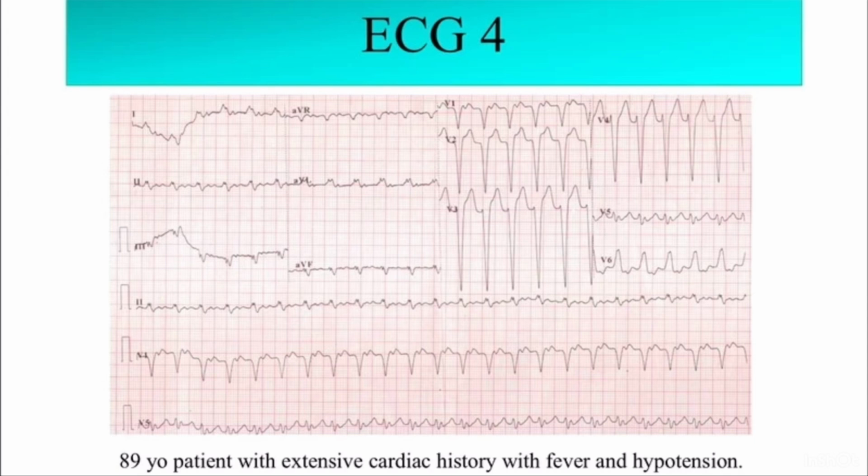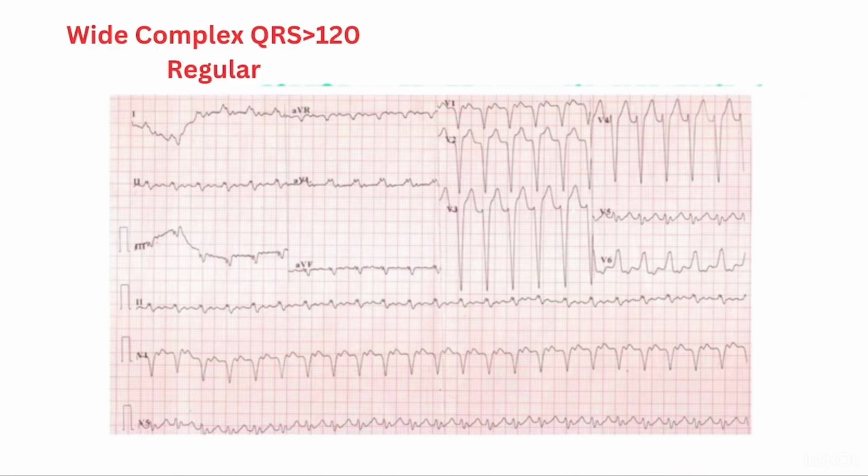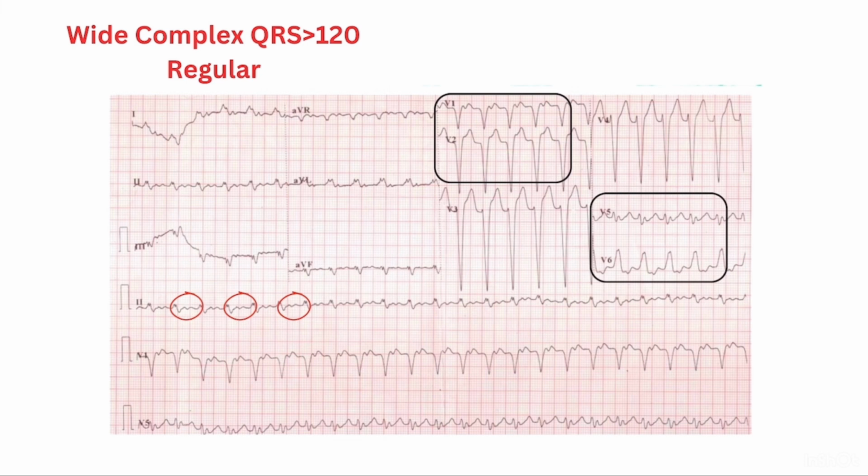Case 4. 89-year-old patient with extensive cardiac history now presents with fever and low blood pressure. This is a wide complex tachycardia, QRS more than 120 milliseconds. The rhythm is regular. Take 5 seconds. You're almost a detective with these EKGs. Look at the shape of P waves.